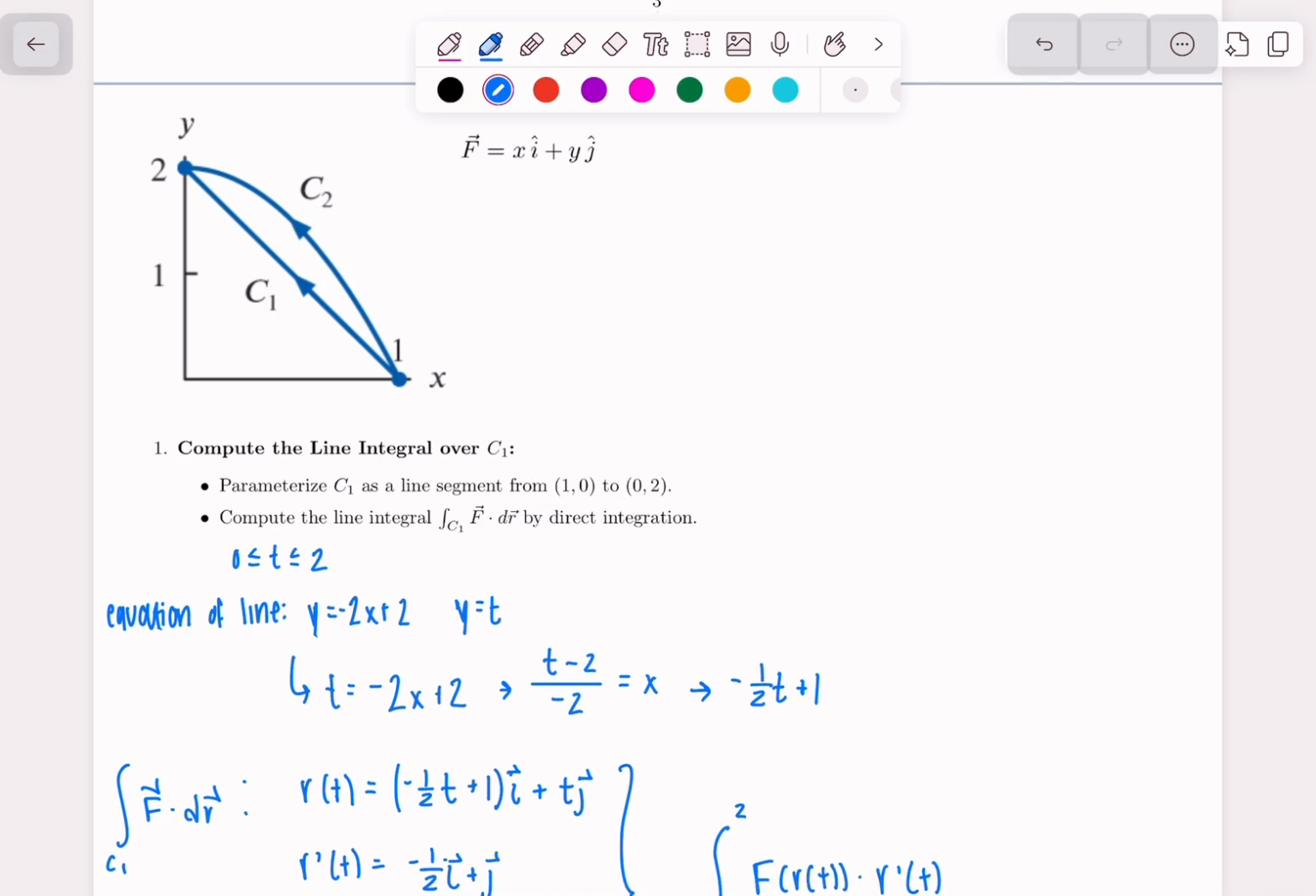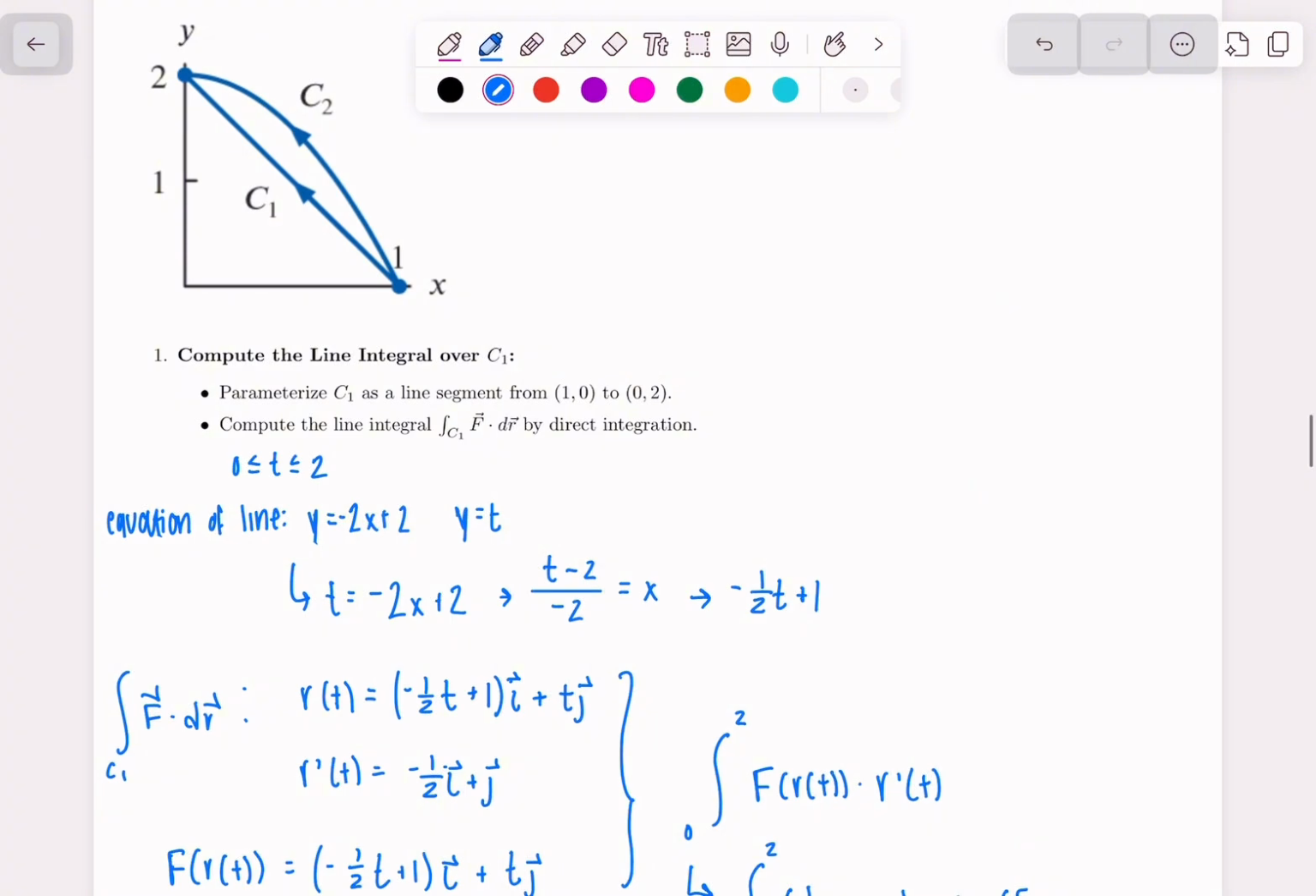But the first step is to parameterize C1 from (1, 0) to (0, 2), so from its starting point to its end point. To start off with this, we're going to put the bounds of t. We're going to rewrite the vector r, f, everything in terms of t so that we don't have x and y in the equation. So in this case, for C1, our t is from 0 to 2.